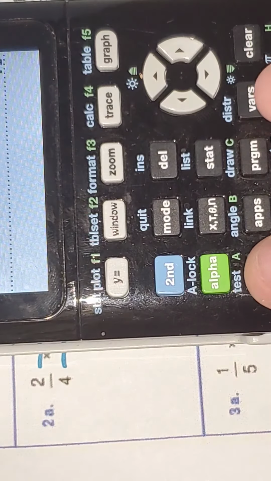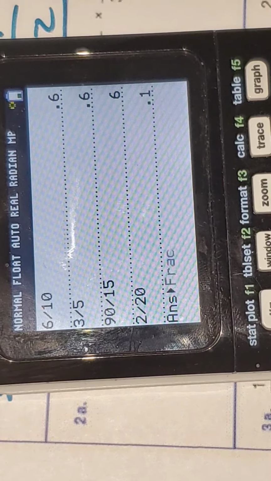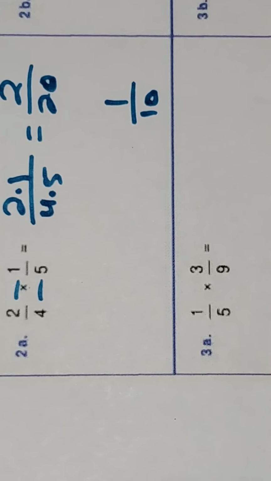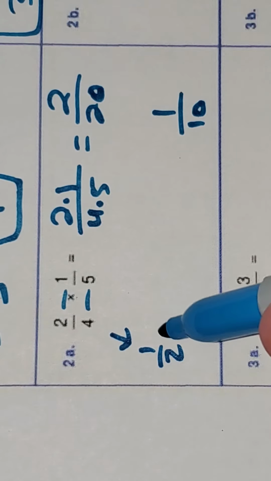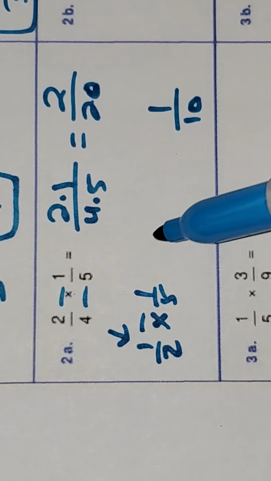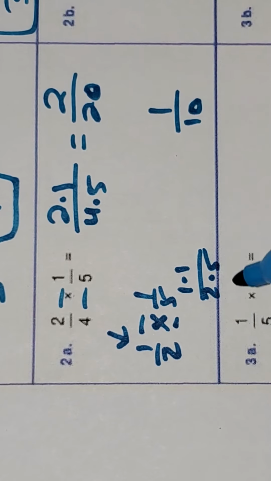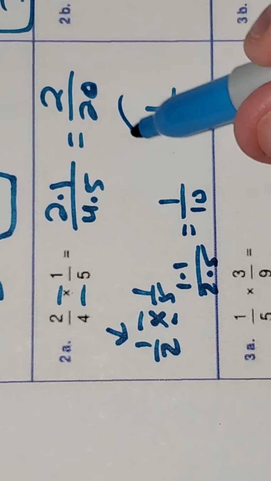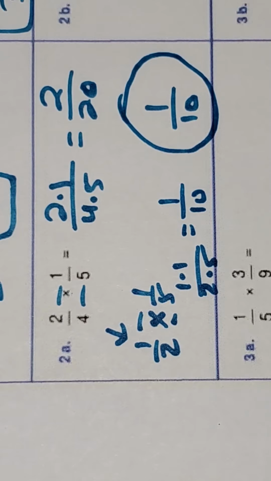Go to math right here, math. And the first one is fractions. Just hit enter. Hit enter again, and you'll see that 1 over 10 becomes your reduced fraction. Now, if you understand that 2 over 4 is really 1/2, then we get to shortcut our work here. We get 1 times 1 over 2 times 5. 1 times 1 is 1. 2 times 5 is 10. And you can see we wind up with this 1/10, regardless of how we solve the problem.